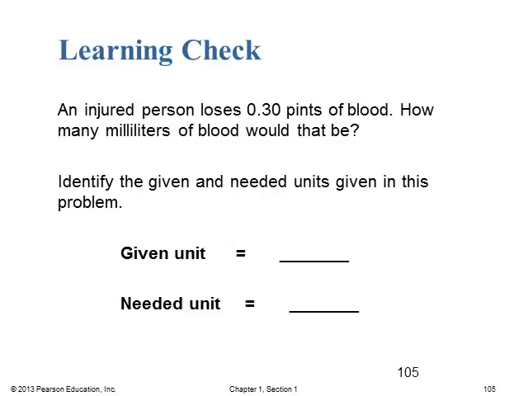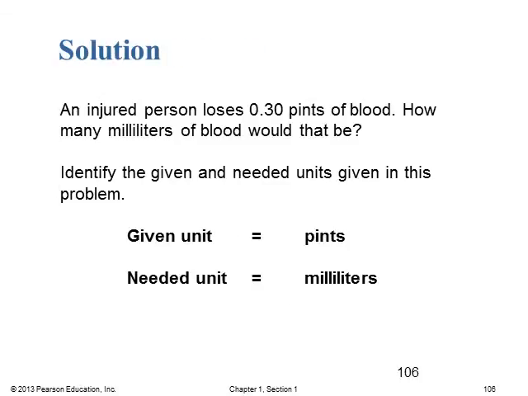So if an injured person loses 0.30 pints of blood, how many milliliters of blood would that be? Here, your given unit is pints. That's what they're giving you. And what you're trying to find, what's needed, is milliliters. So that's what the question is. The information that's usually given is in the statement, and what is needed is usually in the question.